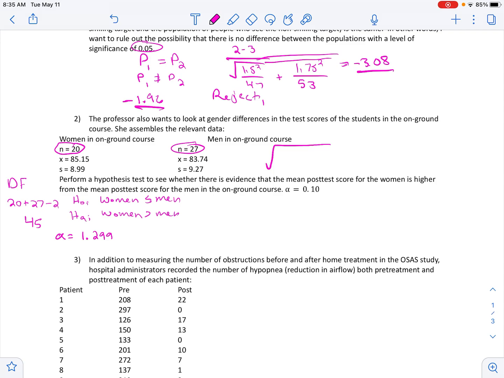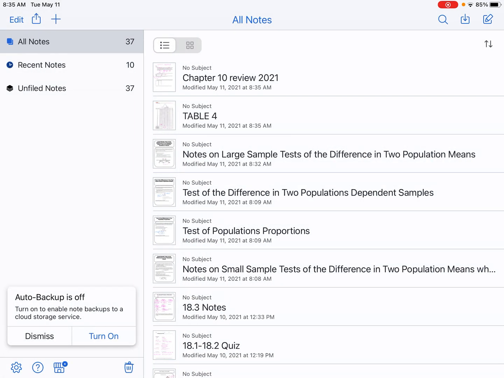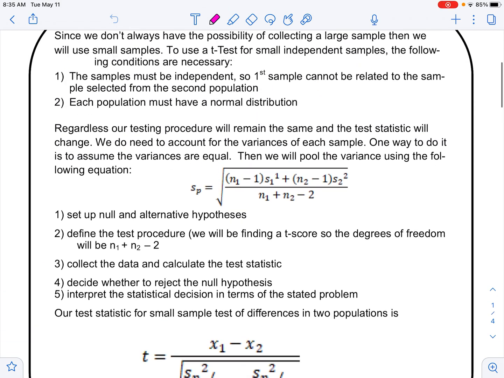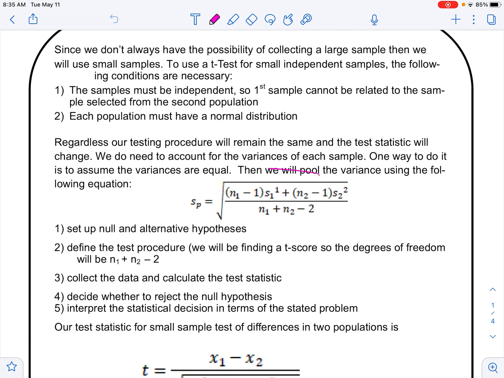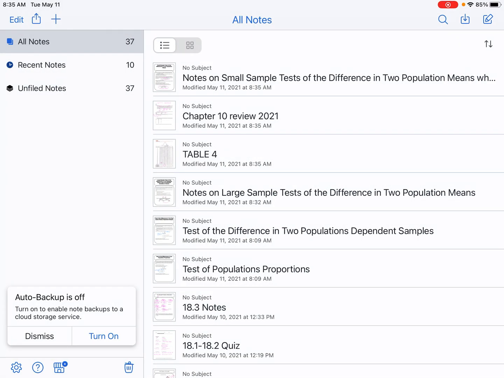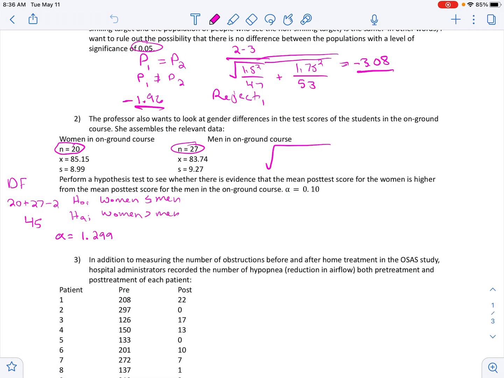So again, if I look at it, I'm just going to point out to you the equations I'm going to use. So first one I'm going to use is this pooled variance right here. Then once I pool the variance, I'm going to plug it into this equation, which is just like the large sample. So we're going to start there. The pooled variance. Okay, so we do our sample size.